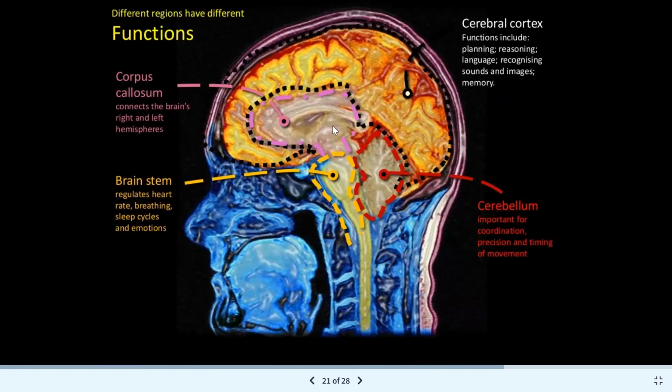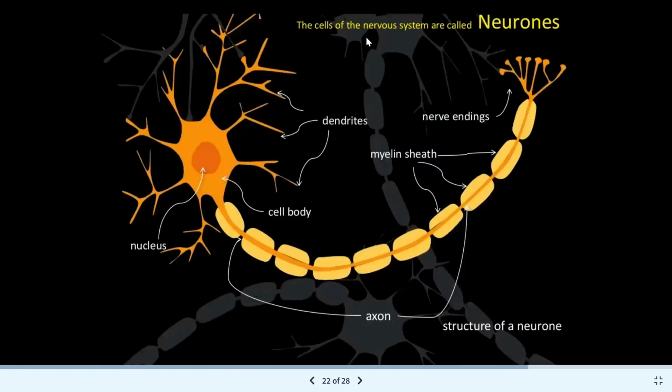Okay, specific functions. You can see the cells of the nervous system are called neurons. This is the structure of a neuron. It is divided into the cell body, in the central part of which the nucleus is present, and the dendrites from the terminal of the ascending part. In the descending part, this is the axon, which is covered by the myelin sheath. This is the nerve endings. So this is the structure of neurons.